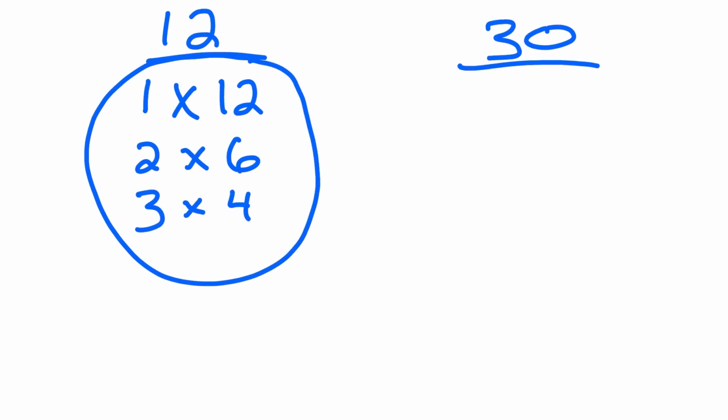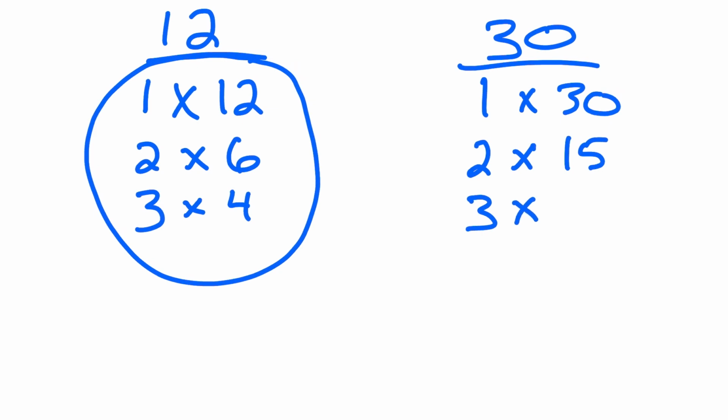Hey, if we move over to 30, I do the same counting method. I just count up starting at 1 and see what numbers multiply into this value evenly. And when my values start repeating, I know I have them all. So, does 1 go into 30? Yes, 1 goes into everything. So 1 times 30. Does 2 go into 30? Yep, 2 times 15. Does 3 go into 30? Yes, it does. 3 times 10.